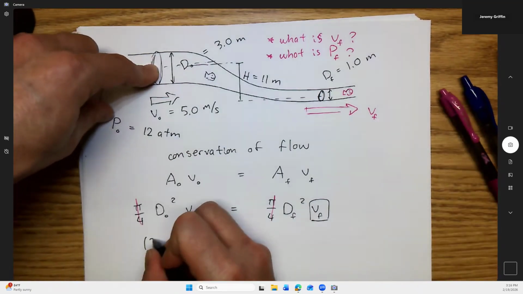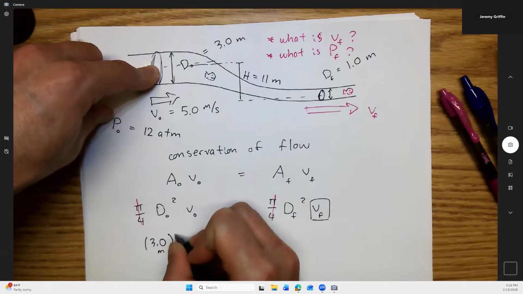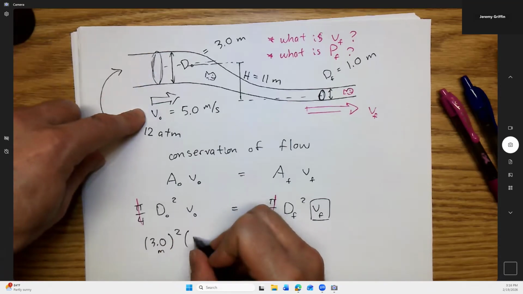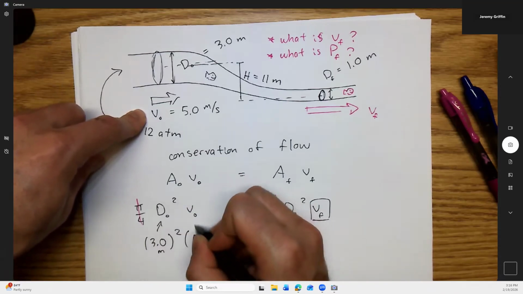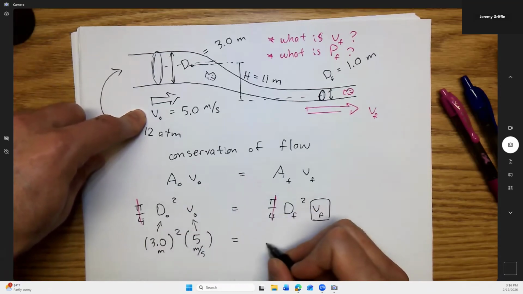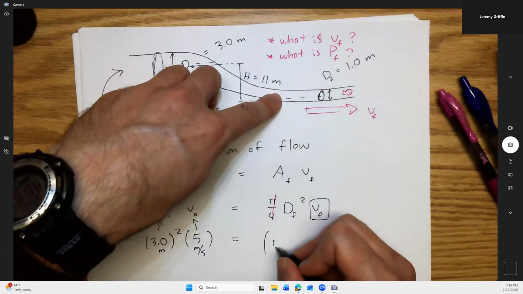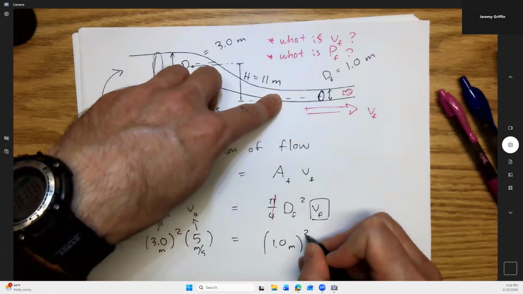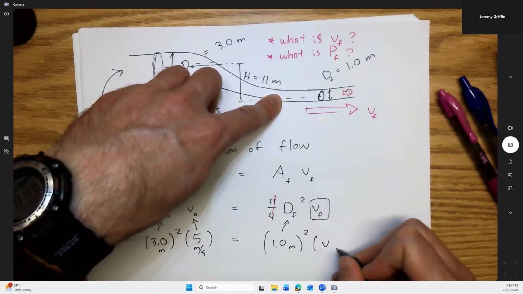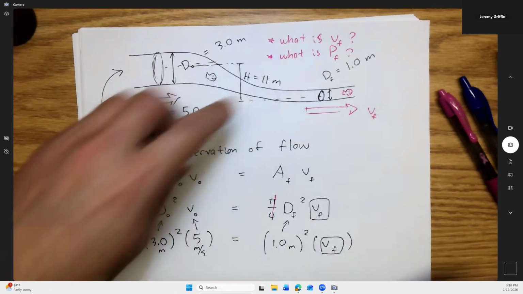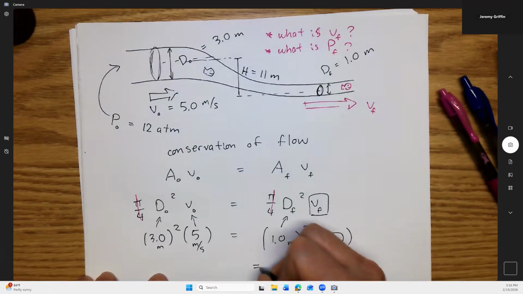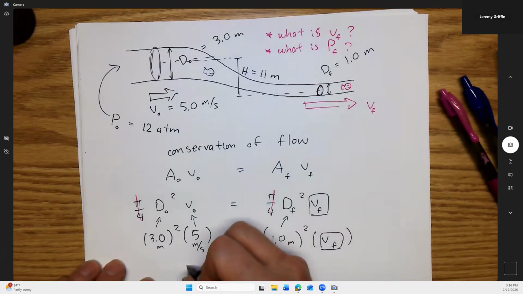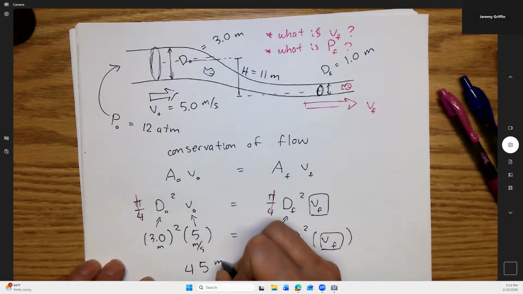All right, let's get some numbers in here. So I gave you a 3-meter pipe. You gotta square that. I gave you this water's going at 5 meters per second. And then over here, I have a 1-meter diameter pipe. So we can solve for V final. V final equals, it would be 9 times 5. So 45 meters per second.